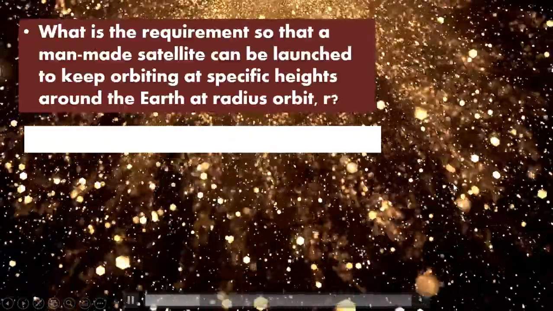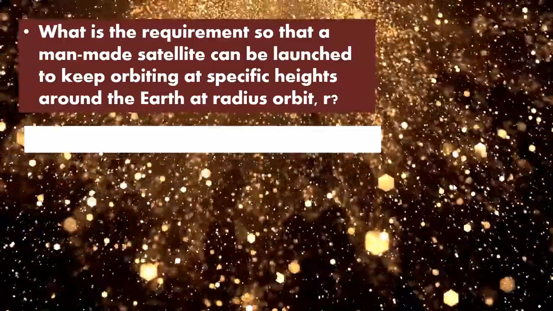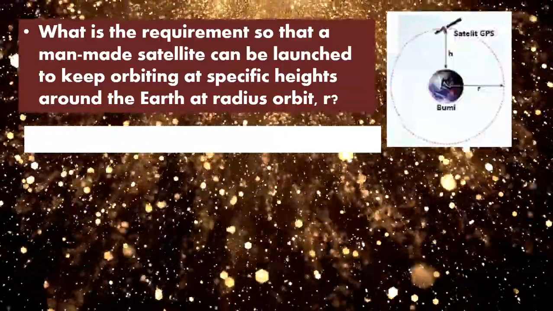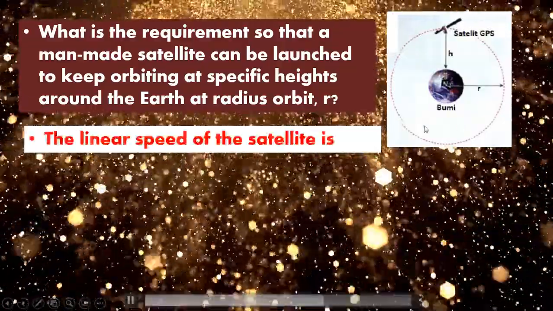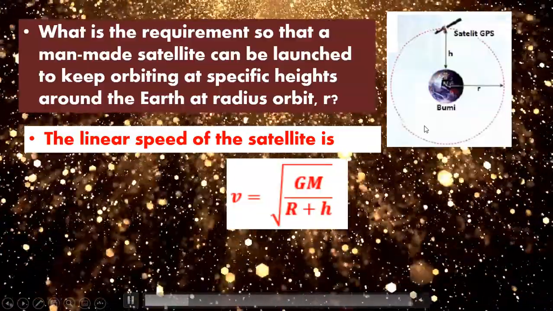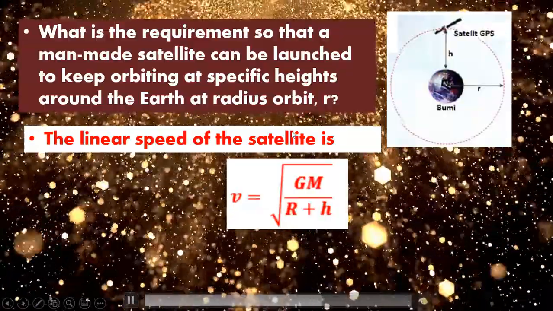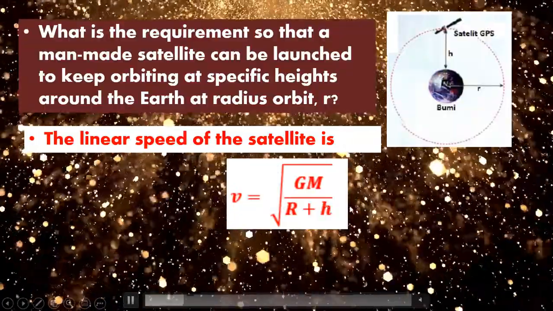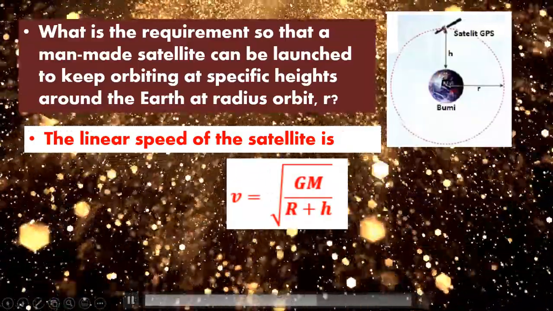Now, what is the requirement so that a man-made satellite can be launched to keep orbiting at a specific height around the Earth at orbit radius r? The answer is the linear speed of the satellite is v equals square root of GM over R plus h. This means that the satellite must obtain the speed of this value from this formula, so it must reach this linear speed value.